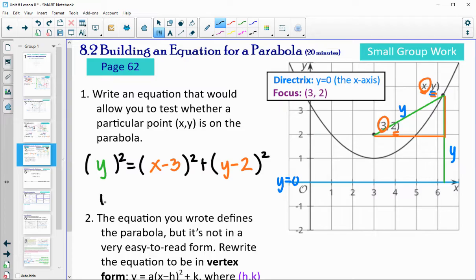And we would end up with this equation. And now you don't have to have parentheses here, so we could just have it as y squared equals x minus 3 squared plus y minus 2 squared. And this (3, 2) is the focus point.